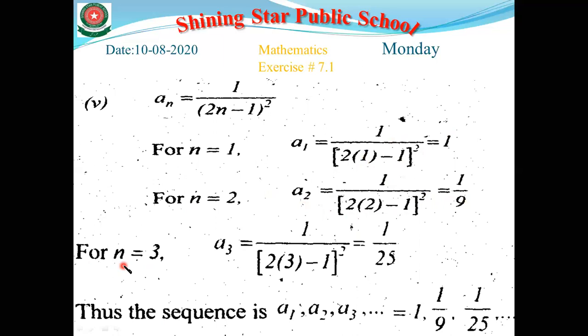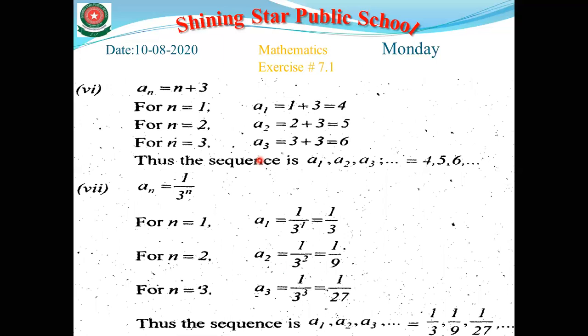3 whole square is 9. And for n equals 3, we get a3 equals 1 divided by (2 multiply 3 is 6, and 6 minus 1 is 5). 5 whole square is 25. Thus the sequence is 1, 1 over 9, 1 over 25, which is your required answer of part number 5.